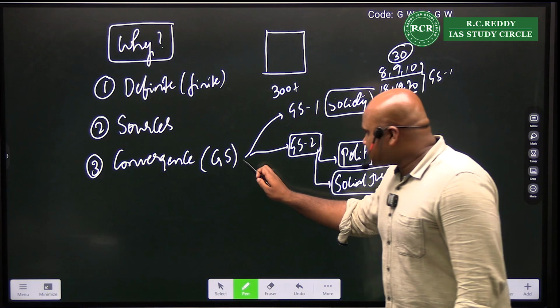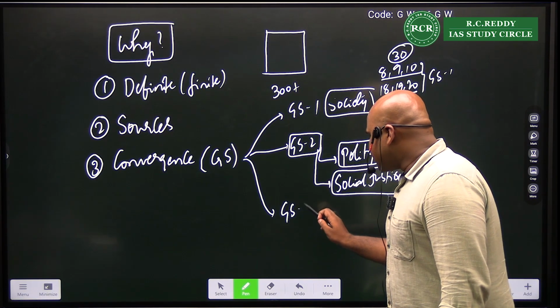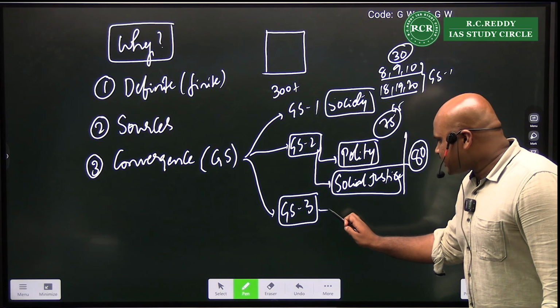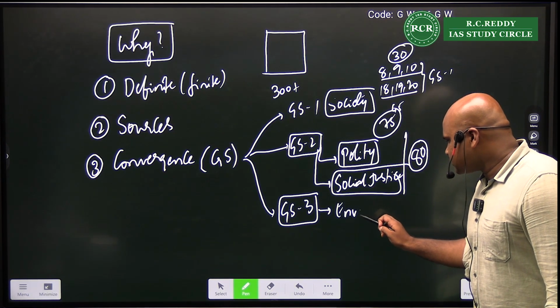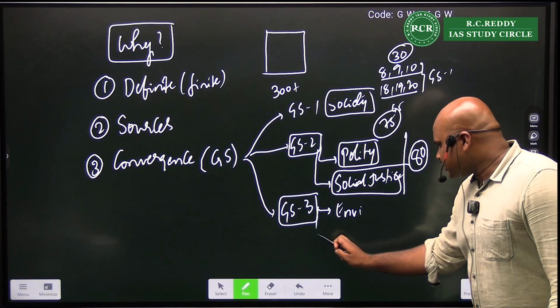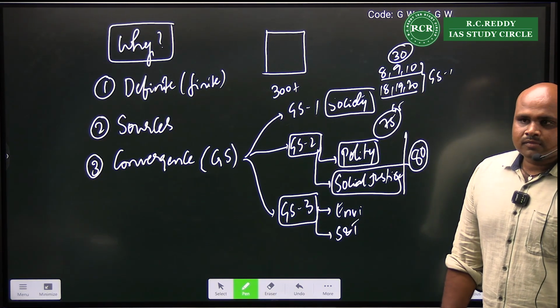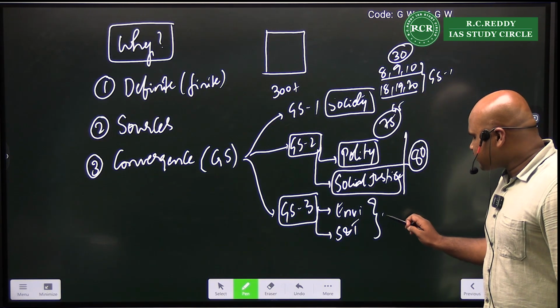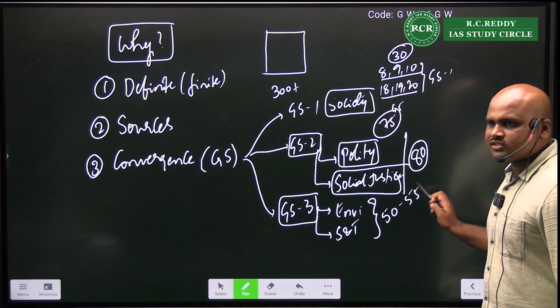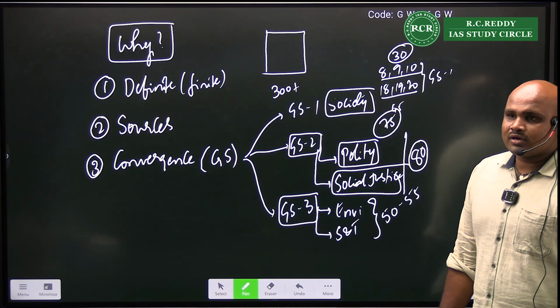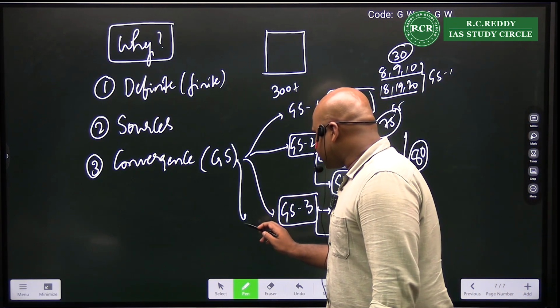Now what is so converging in the context of GS3? When I look at what is so converging in the context of GS3, I see that some aspects of environment will be converging. Some aspects of the science and technology will be converging. Now when I see this, I would see a convergence of roughly 50 to 55 marks in GS3. Now sir, does it have any convergence with GS4? Definitely yes. What is GS4?